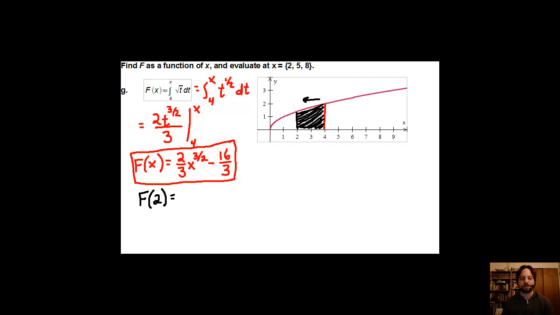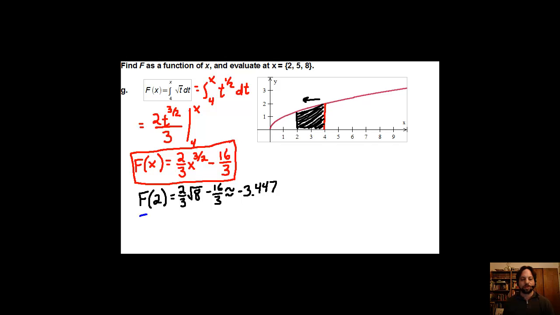But let's see. If I plug 2 in here, I'm going to have 2/3 times 2 to the 3/2, which is essentially just the square root of 8, minus 16/3. And if I decimalize that, that's actually going to come out to approximately negative 3.447. So it did come out to a negative area. Of course, there's no such thing as a negative area per se, but because I'm counting backwards, that's how that one works out.